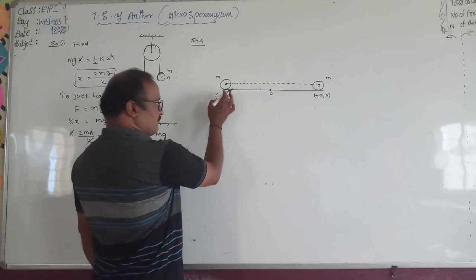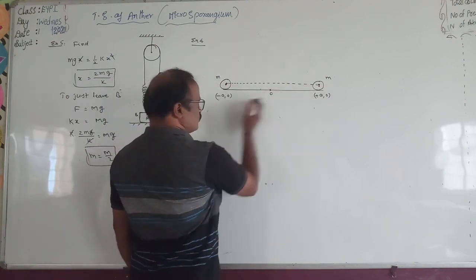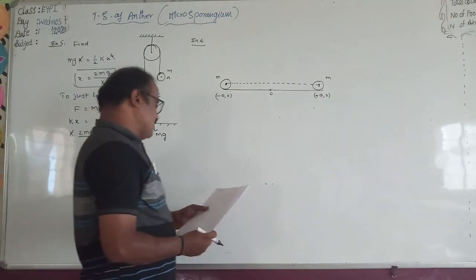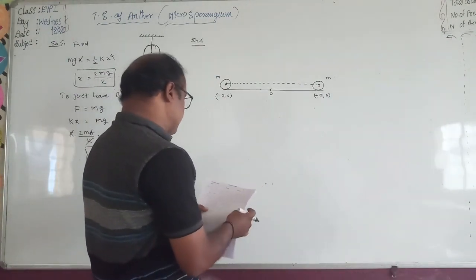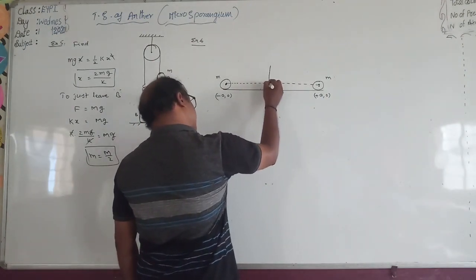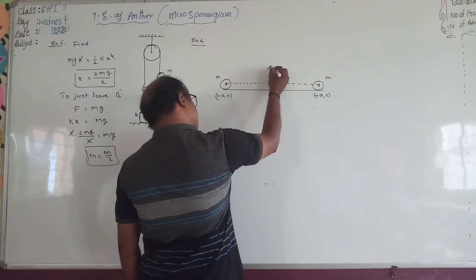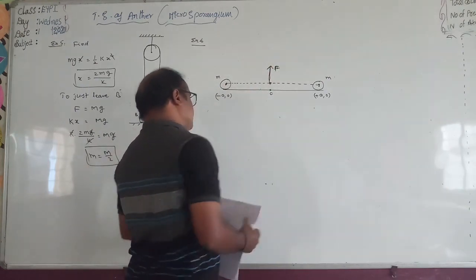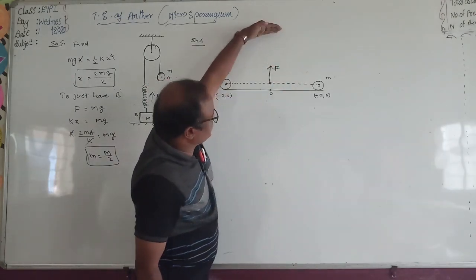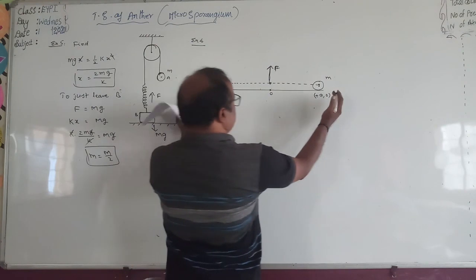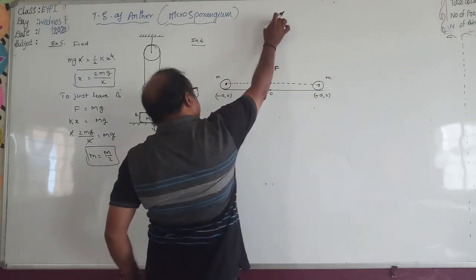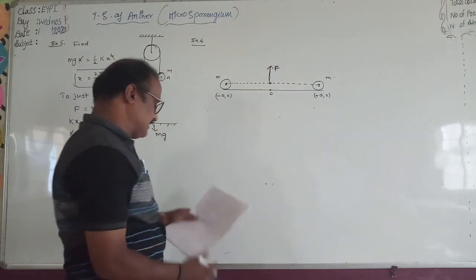So in this case, what is the length of the string? It's nothing but 2a. A force capital F is applied at the origin along the vertical axis. Suppose at this origin a force is applied along the vertical axis. If the force is applied on the string like this, these two blocks automatically come very close to each other.